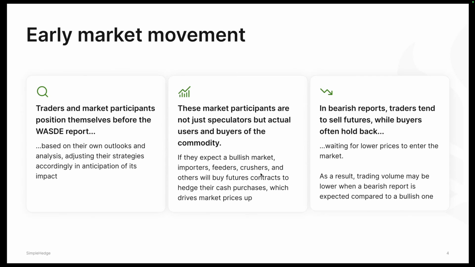So we want to clarify that the market participants aren't just speculators who are there trading to make money on it.